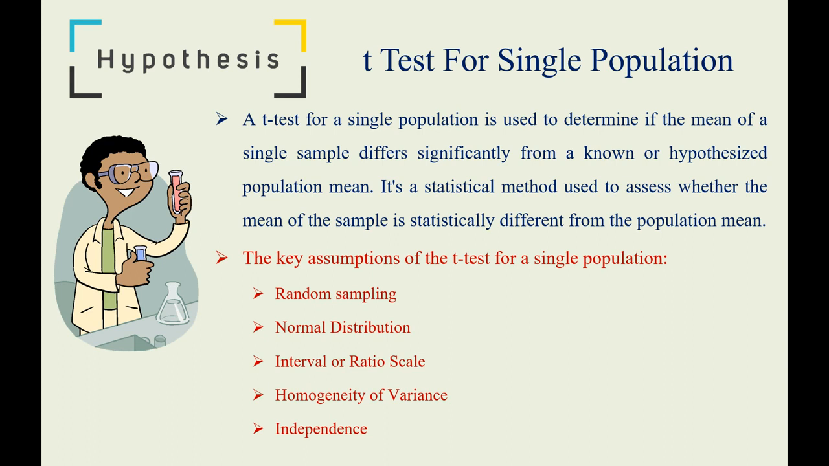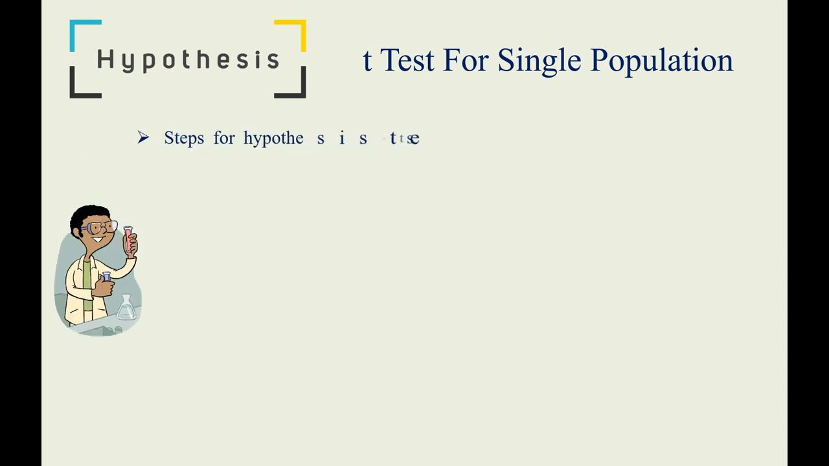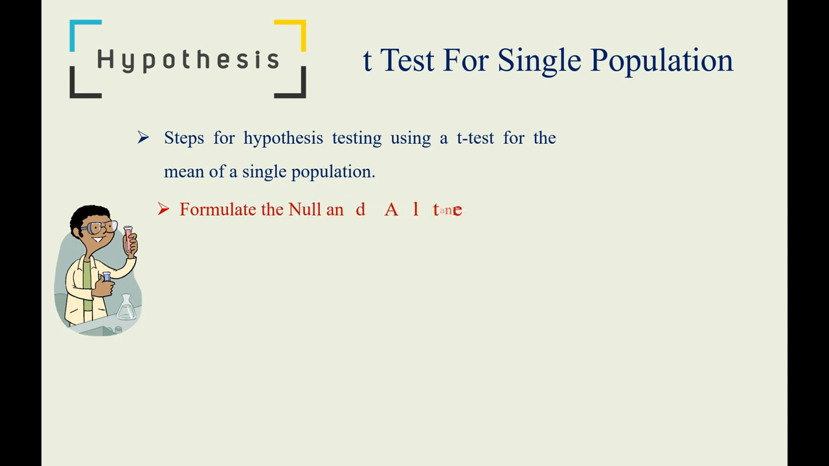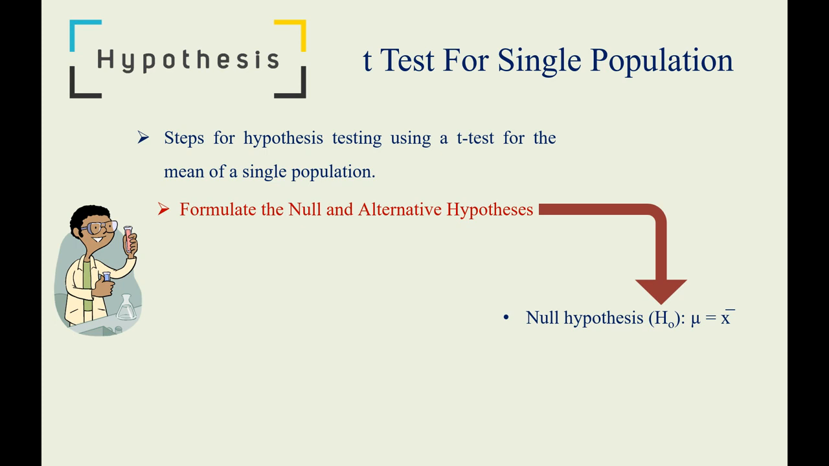Let's now discuss the steps for hypothesis testing using a t-test for the mean of a single population. First step is, formulate the null and alternative hypotheses. We are testing whether a sample mean differs significantly from this population mean or not. Therefore, null hypothesis can be stated as mu is equal to sample mean. Whereas, alternative hypothesis can be stated as mu is not equal to sample mean for two-tailed test.